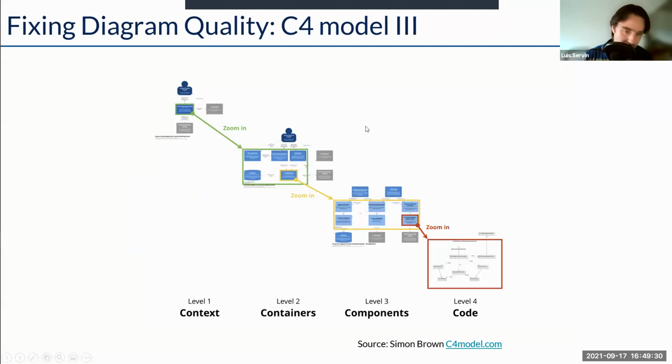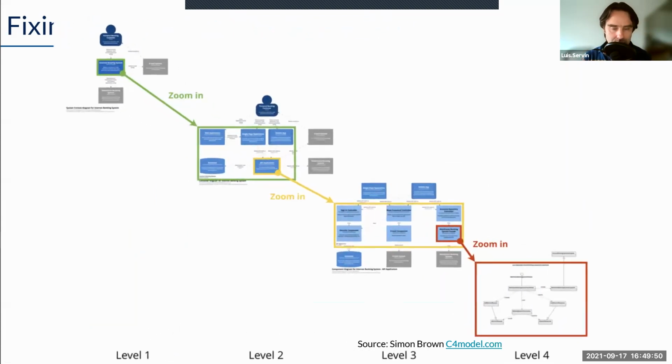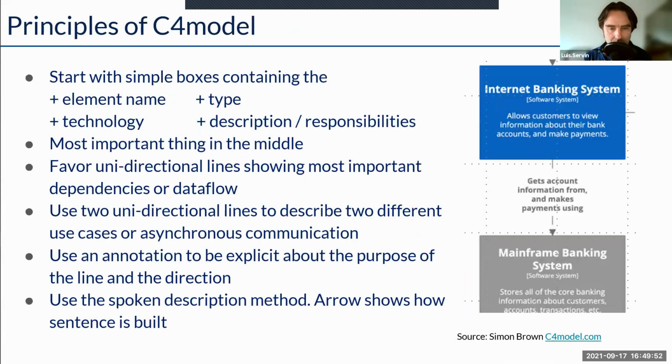Or put in a different way, which might be easier to look at: I have my system, my users, and dependent systems. I zoom into this system, and then I choose which systems or which containers from this system to zoom into. And these are some of the principles of the C4 model that are really great, which I like a lot more than what is possible with the threat modeling tool.